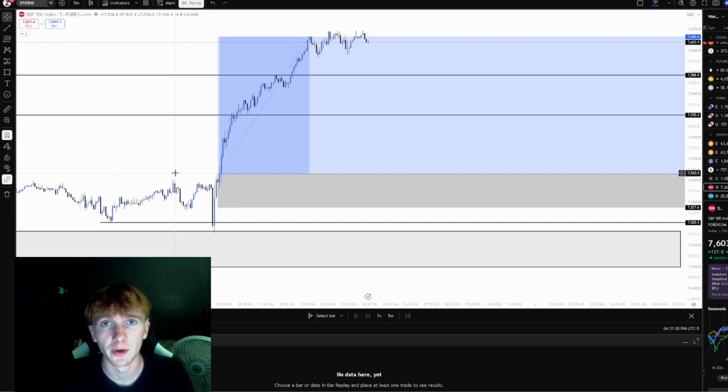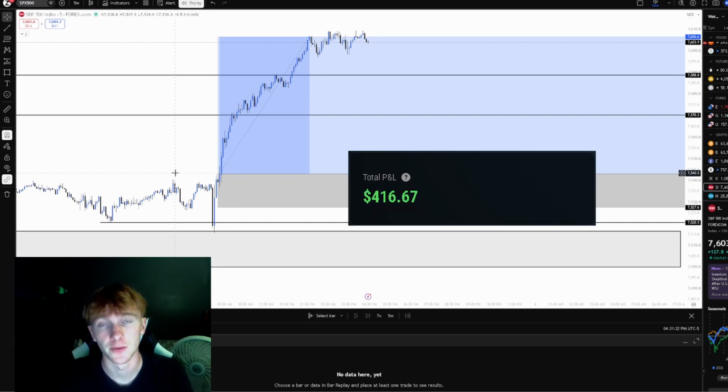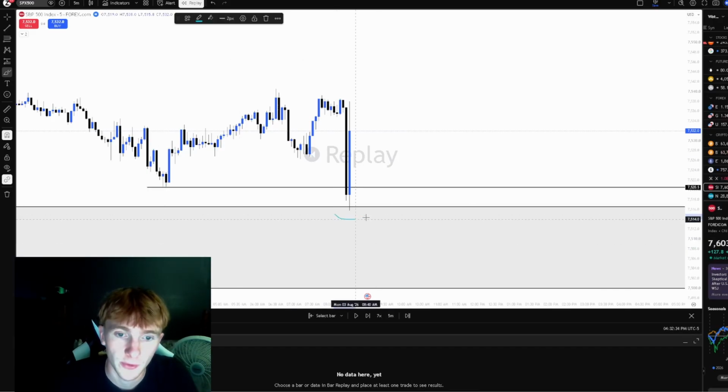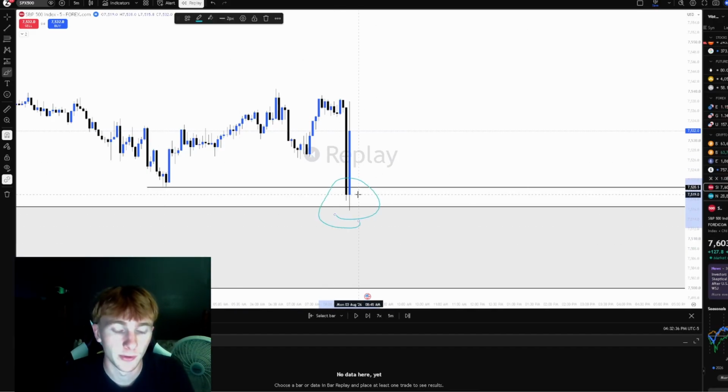On today's video, I'll be showing you how I made $400 trading ES as a semi-profitable day trader. Let's get into it. The first thing I start doing is I mark out my high time frame liquidity and my high time frame gaps. And as you can see here on ES, we start getting a liquidity sweep right here.